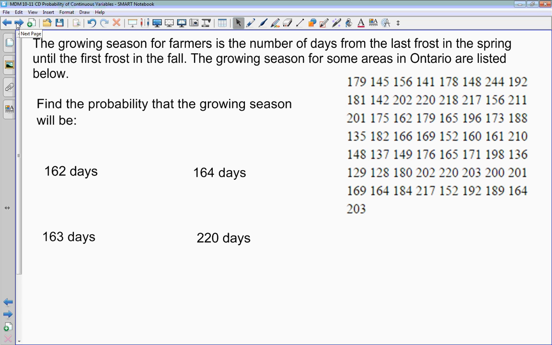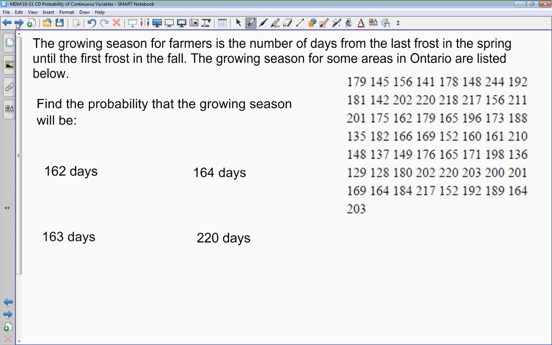The growing season is the number of days from the last frost in the spring until the first frost in the fall. The growing season for some areas in Ontario are listed below, over here on the right of your page. So these are in days. They took a bunch of regions, measured how long the growing season was, and recorded all the numbers here. Let's say we have a probability question. Find the probability that the growing season will be 162 days, or 164 days, or 163 days, or 220 days. So we want the probability that this variable is going to take on some value.